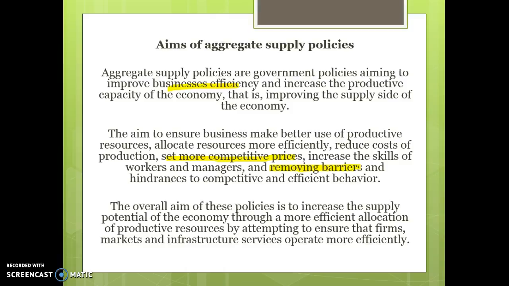So that's when things like trade liberalisation come in, where we lower tariffs on imports, and we are forced to be more competitive. The overall aim of these policies is to increase the supply potential of the economy and achieve a more efficient allocation of resources, making sure that we use our available resources more efficiently and, where possible, get access to more resources as well.